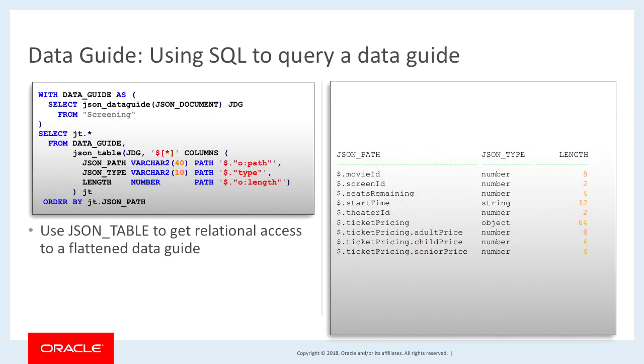This is an interesting trick where they're using a common table expression, so building on top of existing JSON functionality. So JSON_DATAGUIDE is being used here to generate that JSON schema you saw, and then JSON_TABLE is being joined to that to display the data in an easier to read format so you can see the path expression, data type, and length.